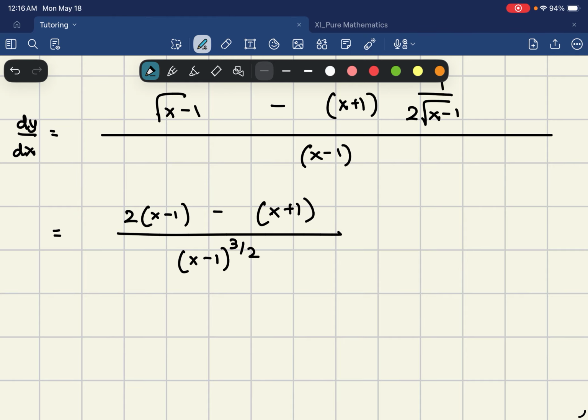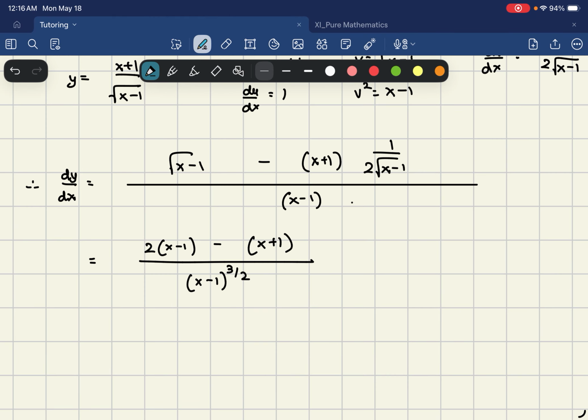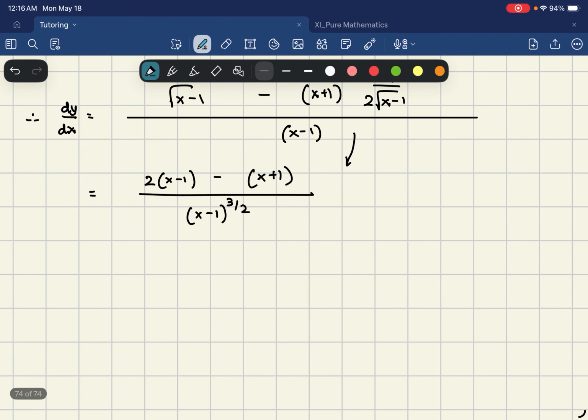So I'm skipping some steps, but I hope that you can get from this point to this point. That is just some algebra that you need to do, and it's going to be good practice if you try it on your own. So finally, your numerator is going to be 2x minus 2 minus x minus 1. So 2x minus x is going to give me x. Minus 2 minus 1 is going to give me minus 3.